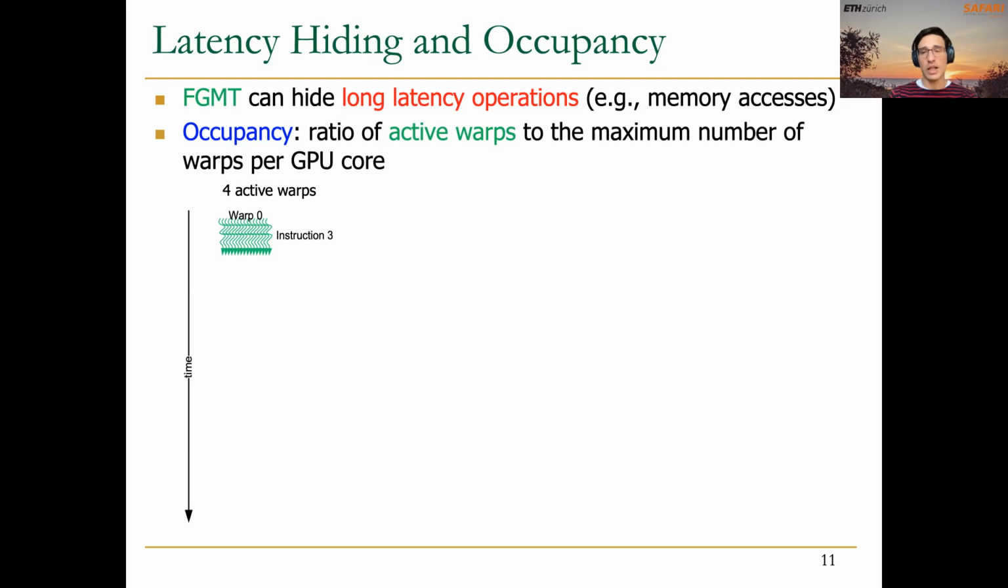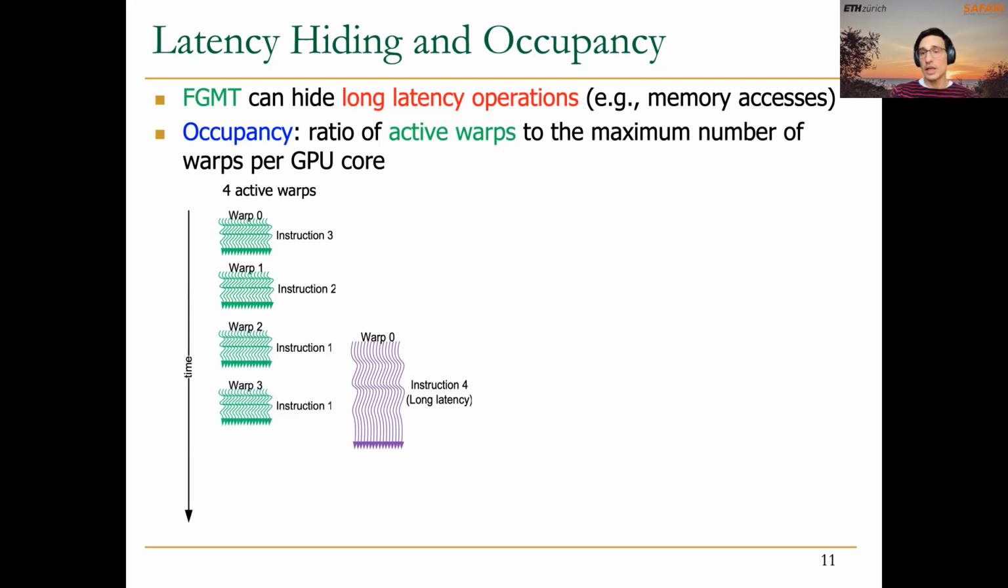And here you can see in this slide a very simplified, a very toy example of what's the impact of the occupancy. Imagine in this toy example that we have 4 active warps, and at some point in time we are executing instruction 3 for warp 0, and after that we launch instruction 2 for warp 1, and after that instruction 4 for warp 0. But it turns out that this instruction 4 is a long latency operation, an access to global memory. While we are waiting for instruction 4 to complete for this warp 0, we can continue the execution of instructions in the GPU core pipeline.